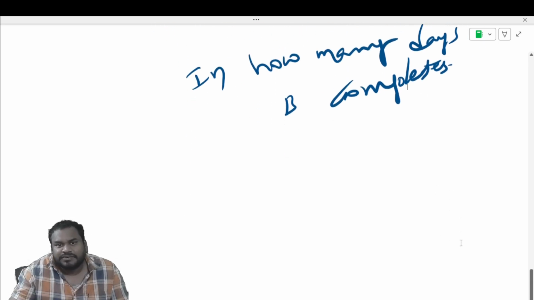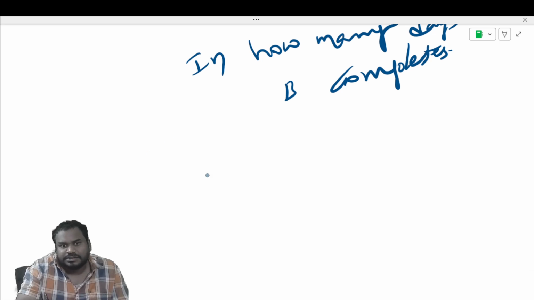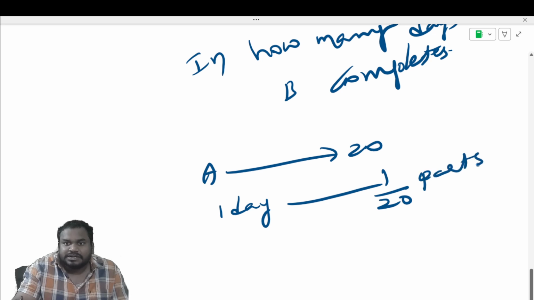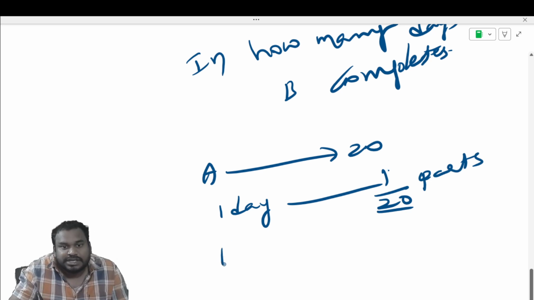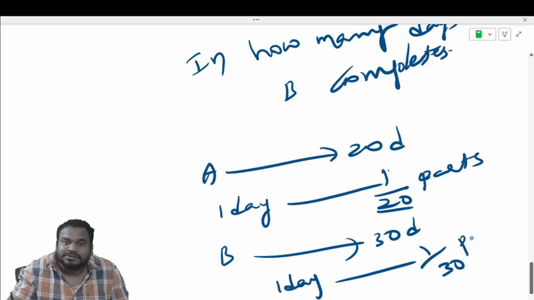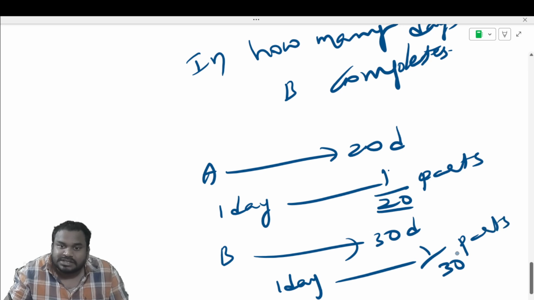See, if A can complete in 20 days, in one day he completes 1 by 20 work, 1 by 20 parts. 1 by 20 parts means out of 20 parts he will complete only one part. In the same way, B can complete the work in 30 days, which means in one day he completes 1 by 30 parts of work. That is the efficiency. That is, out of 30 parts he completes only one part.